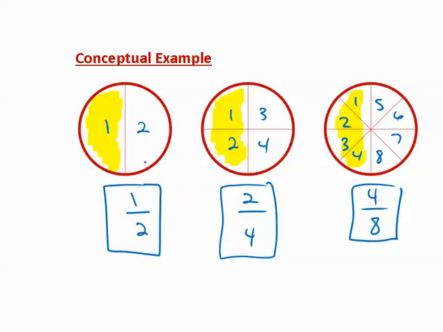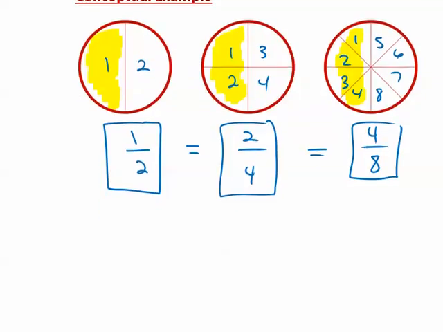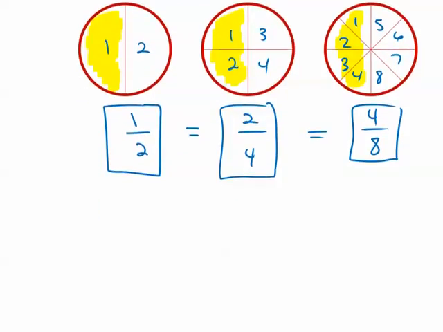So you can see that it doesn't matter how I cut the pizza, I still ate 1/2 of it. So what we're saying here is that eating 1/2 of the pizza is the same thing as eating 2/4 of the pizza, which is the same thing as eating 4/8 of the pizza. So when we have these fractions that look different, but they actually have the same value, they're called equivalent fractions.